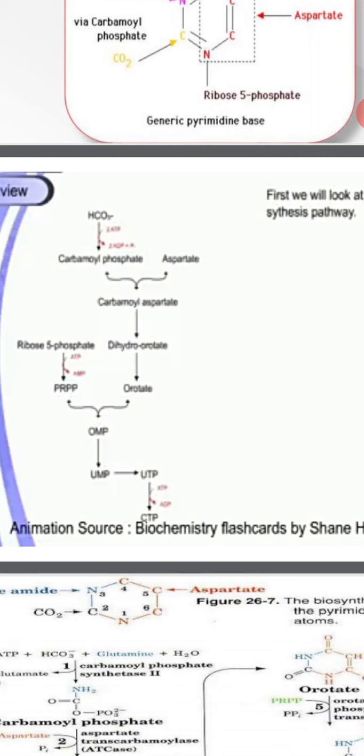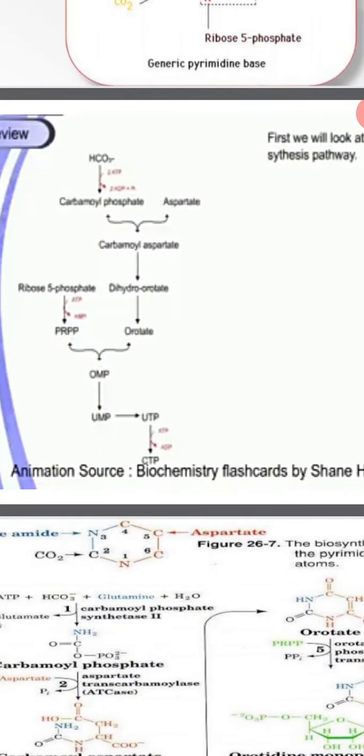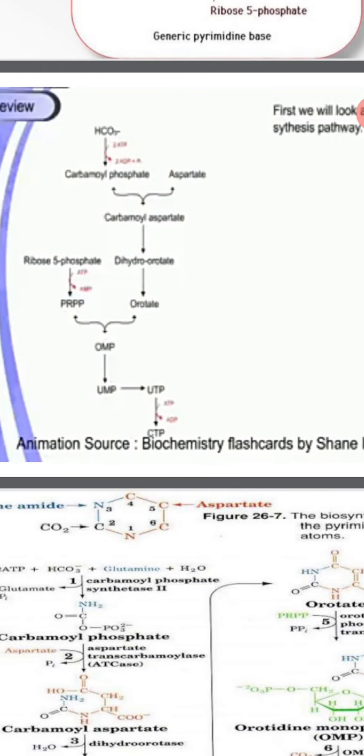For that, bicarbonate will bind with glutamine. Glutamine is used as a nitrogen source here instead of ammonia, because ammonia is really toxic and glutamine is non-toxic. So glutamine plus bicarbonate will yield carbamoyl phosphate with the help of the enzyme carbamoyl phosphate synthetase 2. That is the first step and it is irreversible.